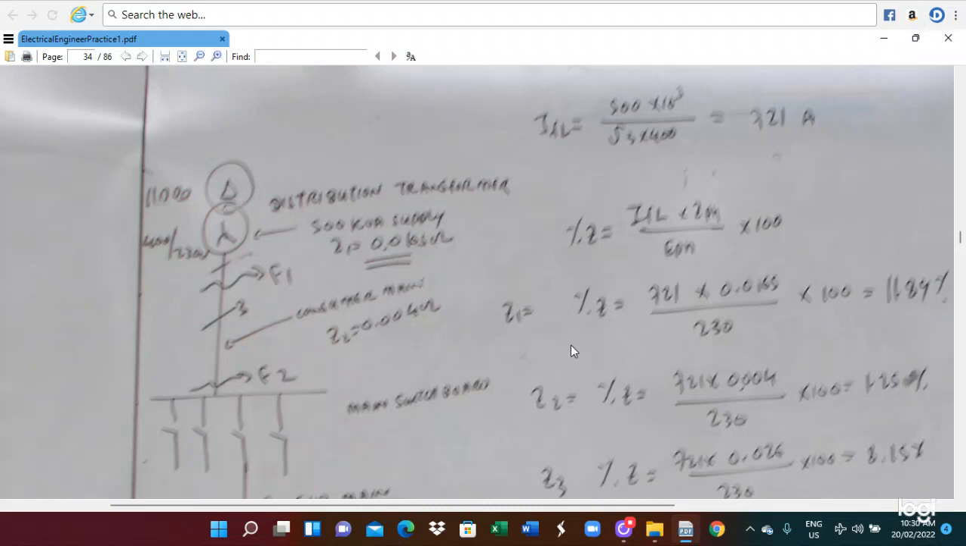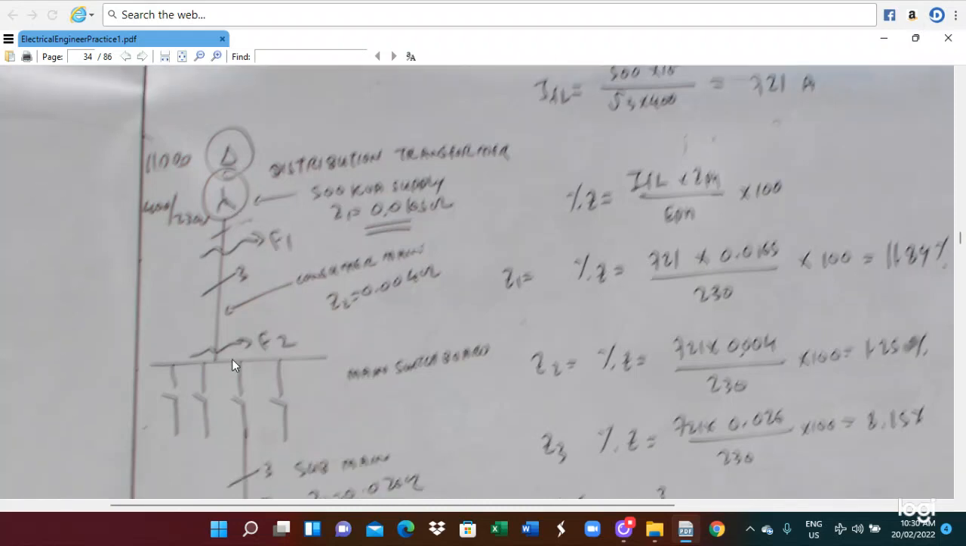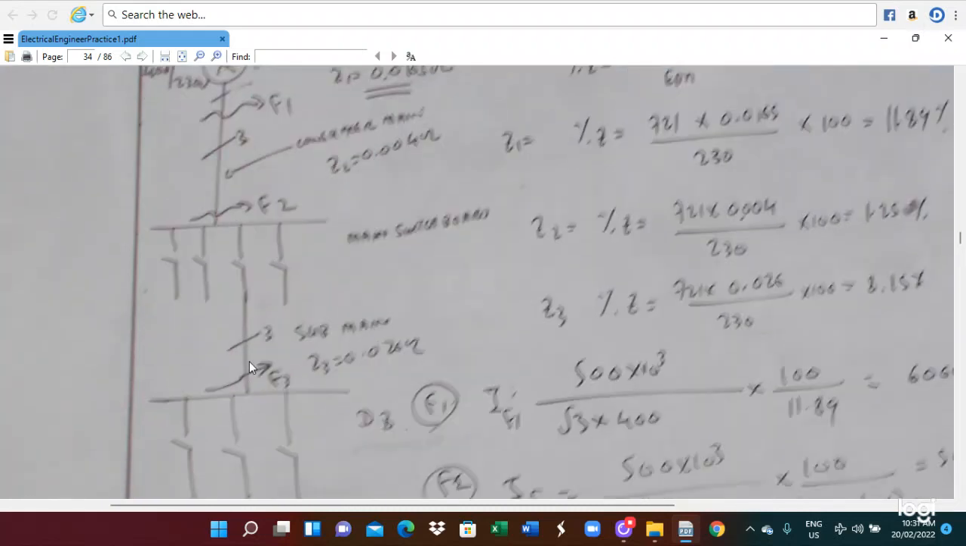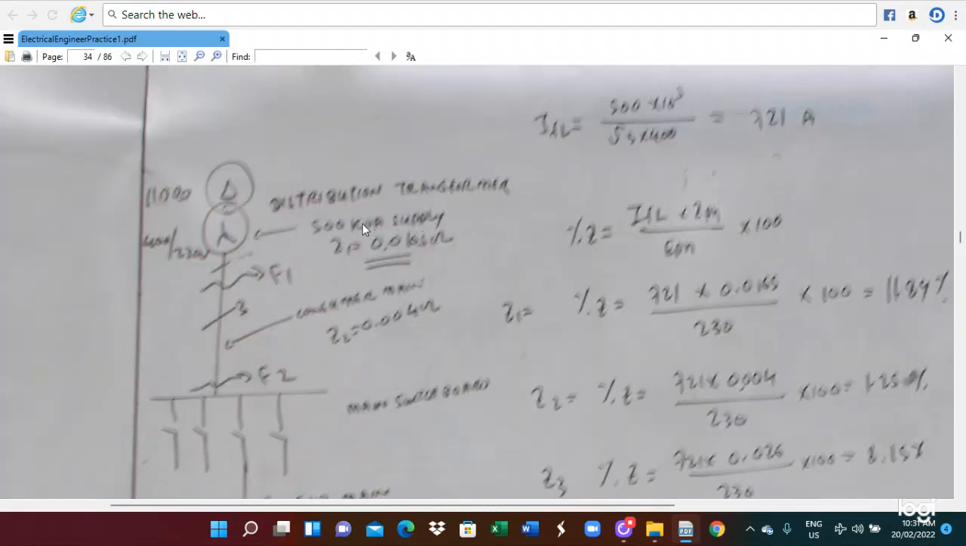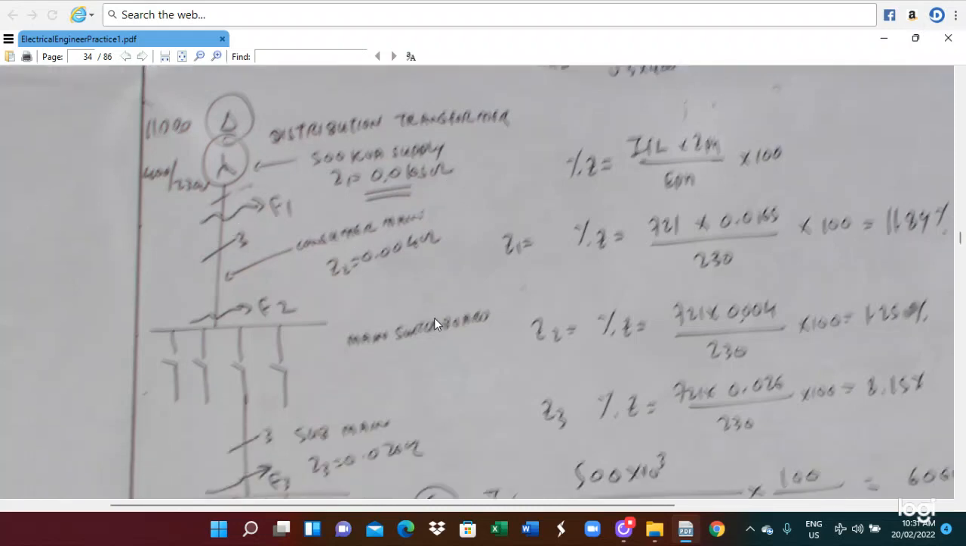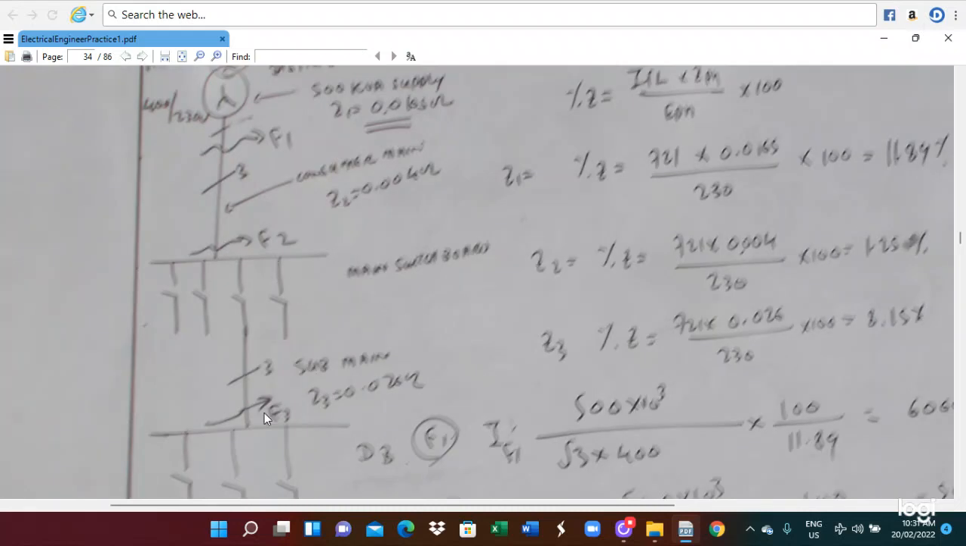So this is the transformer. The distribution transformer is connected, and we can look at this is the line, and this is the bus bar, and also the equipment secondary connection, and equipment like this. So the distribution transformer is a 500 kVA rating, and the impedance is 0.045 ohm, and also this line impedance is 0.0040, and the line current, secondary current is also given.